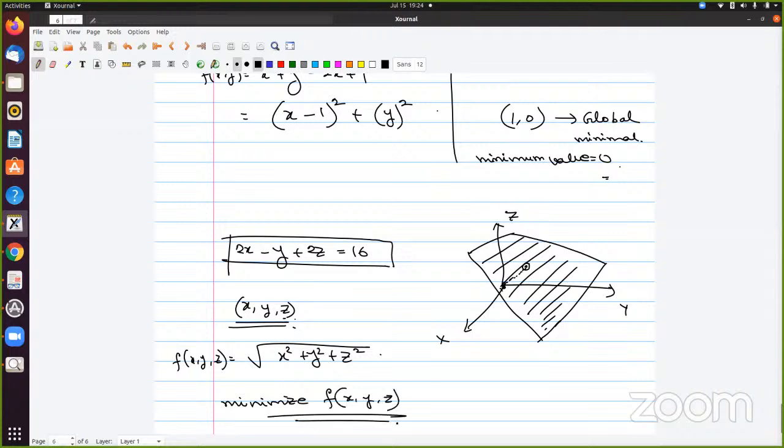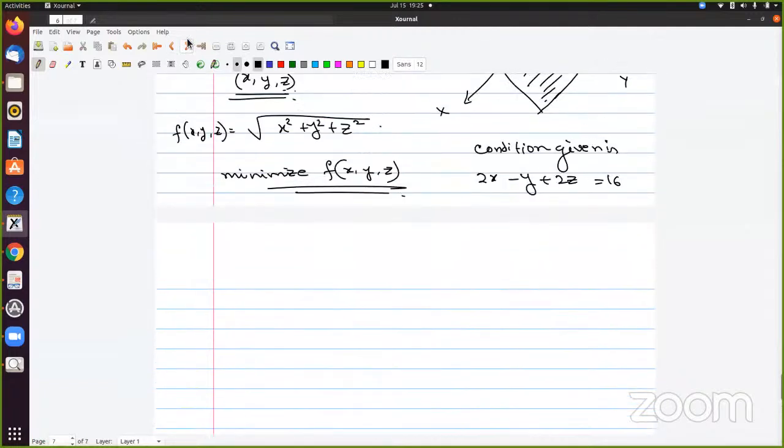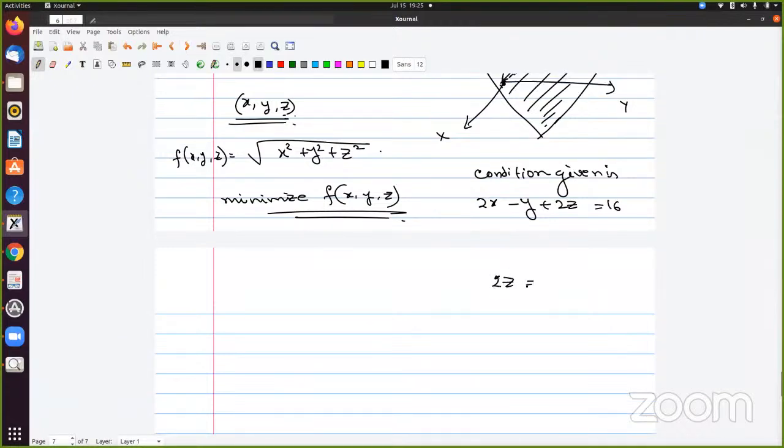But a condition is given on x, y, z. What is the condition? The condition given is 2x minus y plus 2z equal to 16. So basically you can reduce one more variable. You can transform your 2z as 16 minus 2x plus y, so z is 8 minus x plus y by 2.